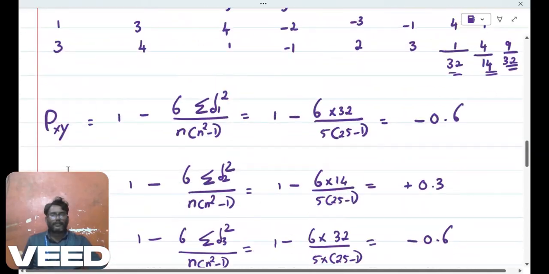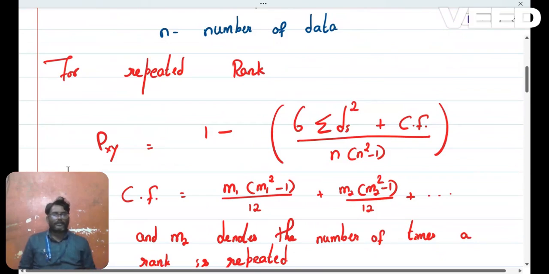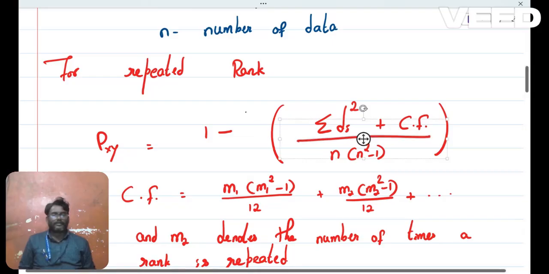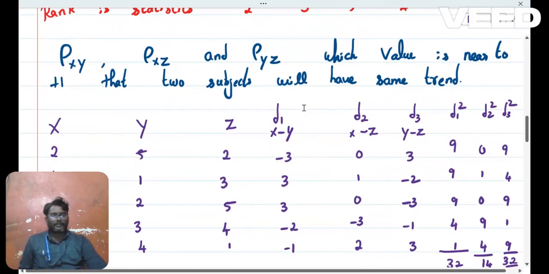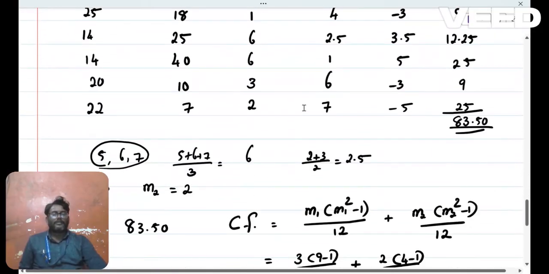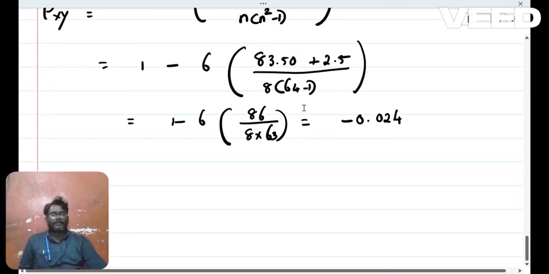So here the value 6 will come outside the formula. We'll correct it in the main formula also. Yes, in the main formula we have to correct it. So 6 will be outside of that. I correct it. So we got the correlation coefficient minus 0.024.